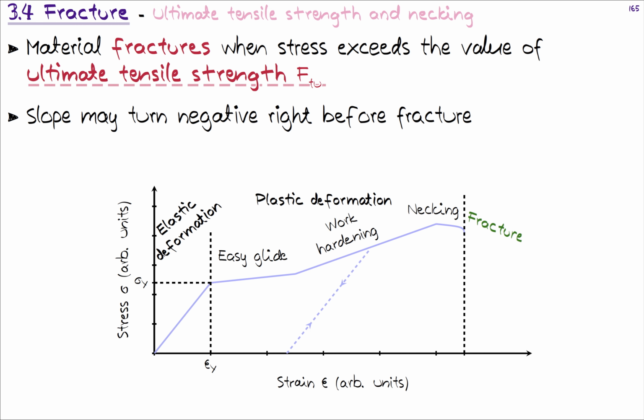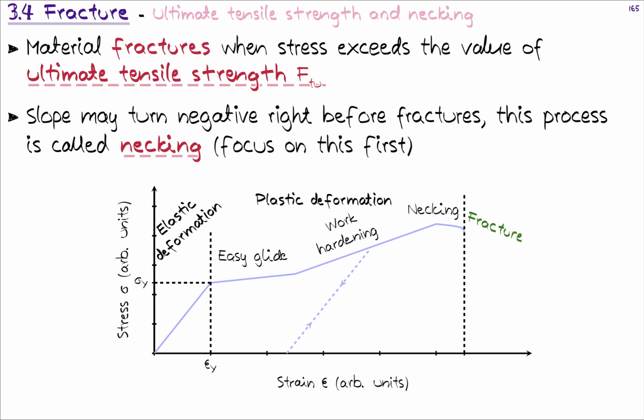And interestingly enough, what may happen, and that's also visible in the stress strain curve I've shown here, the slope may turn negative right before the fracture. And this fact is called necking. And this is what we will be focusing on here first. And that's pretty much what we will be focusing on in this lecture.